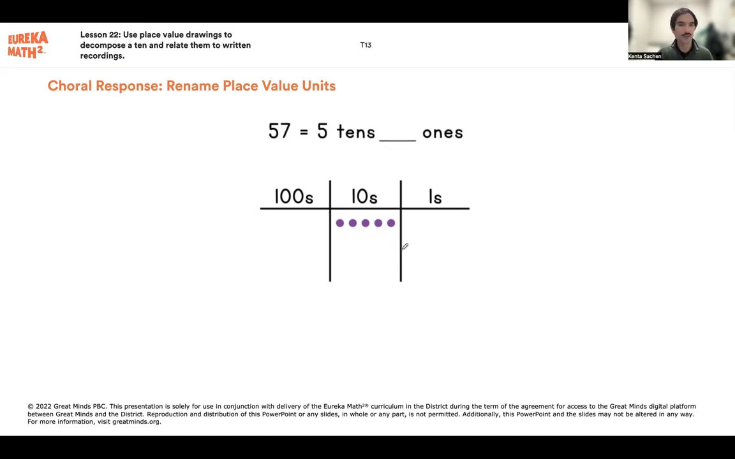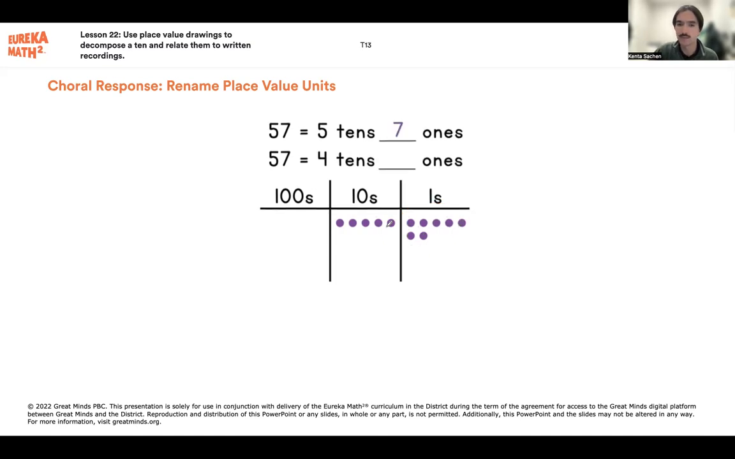So here's another one. Okay, 57. We have 5 tens and how many ones for 57? Now this part's like a review, right? Amelia, how many ones do we need to make 57 if I already have 10, 20, 30, 40, 50? Yeah, just 7 more, right?